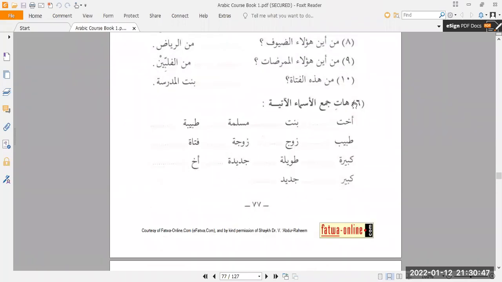Let's move on to number 6. He says, Hati jam'ul asma'il atiyata. Bring the plural form of the following nouns. So, ukhtun. Anybody who knows, you can see we've got here 4, 8, 10, 12, 14. We've got 14 words over here. You're going to need to give the plural forms of these. So every one of these are actually words which we have done. So obviously, there's only one plural for it.